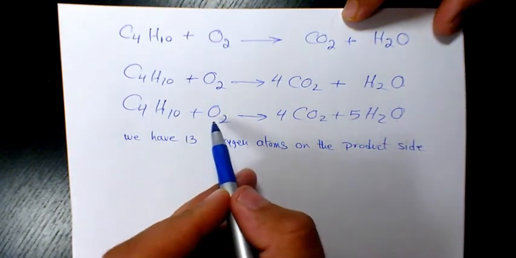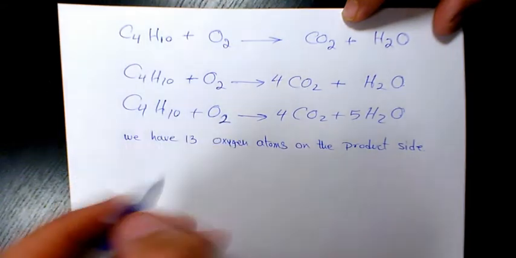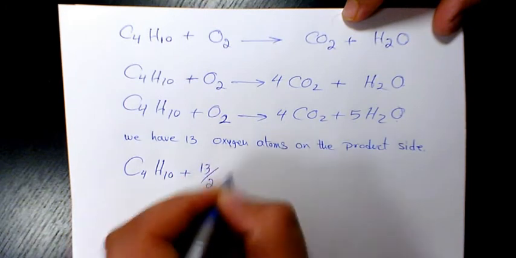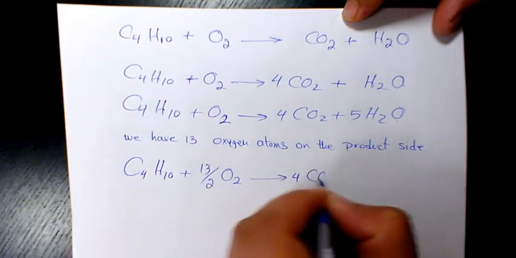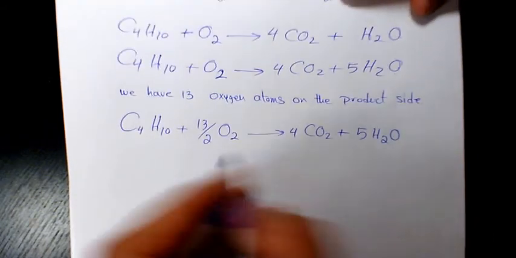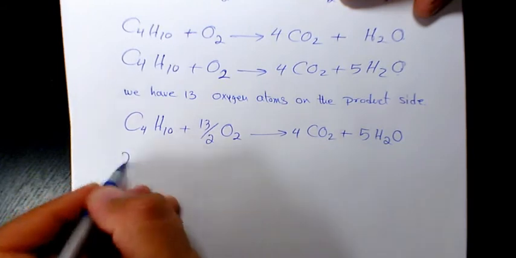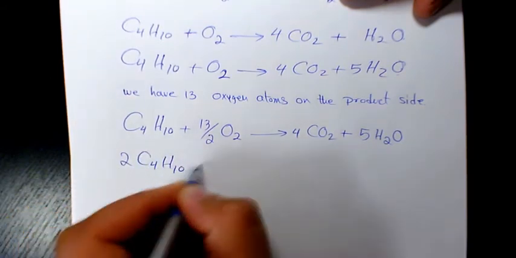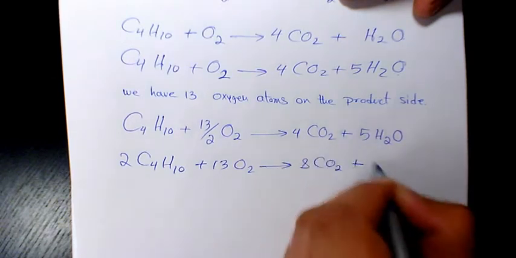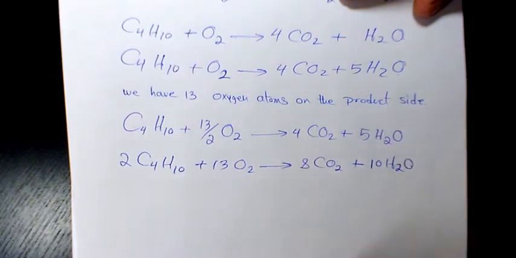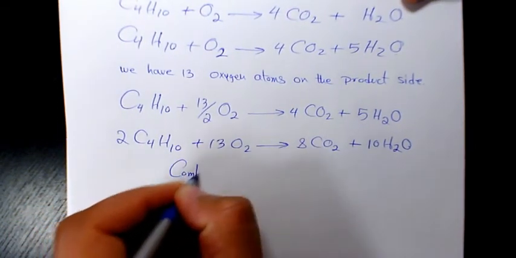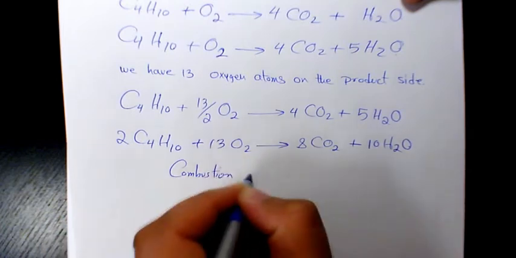So I need to multiply this. Since we have 2 in here, we need to multiply by 13 over 2. So C4H10 plus 13 over 2 O2 gives us 4 CO2 plus 5 H2O. Now if you want to get rid of the denominator, we need to multiply everything by 2. So 2 C4H10 plus 13 O2 gives us 8 CO2 plus 10 H2O. And this is called a combustion reaction.